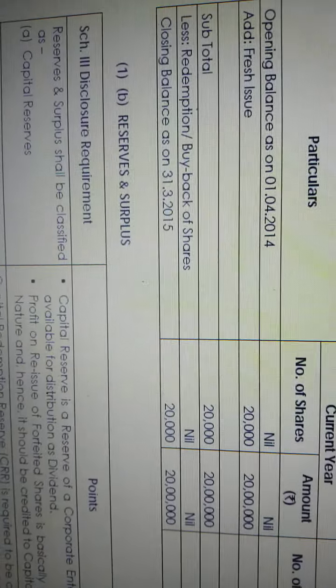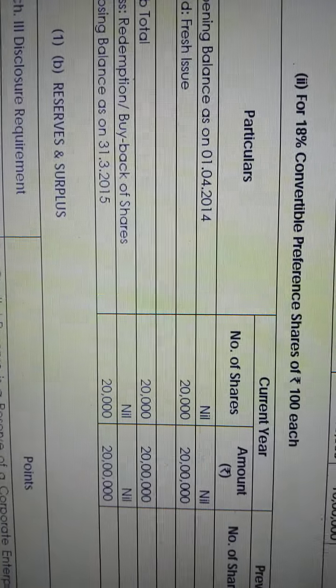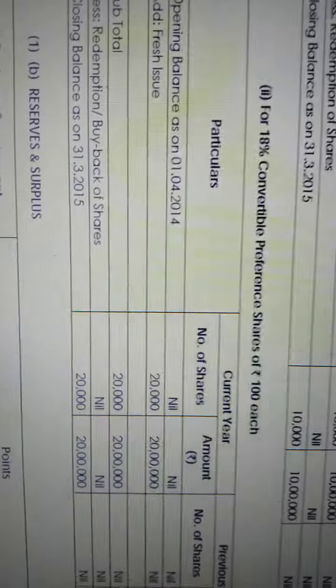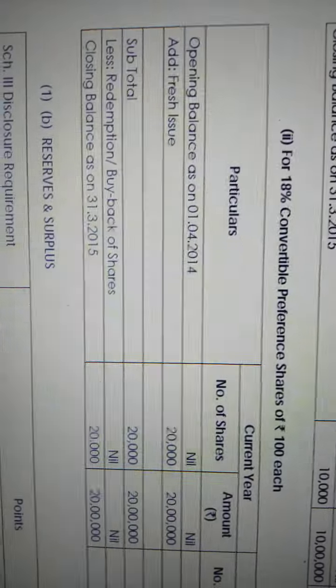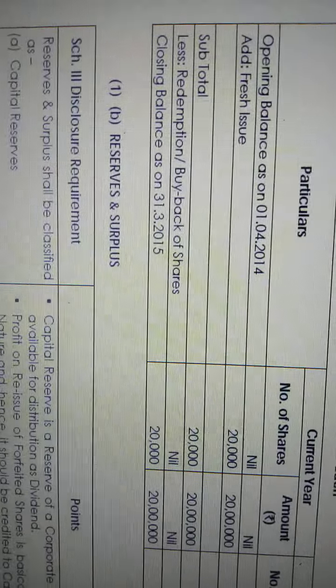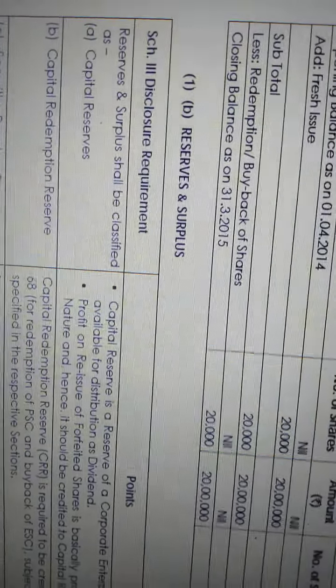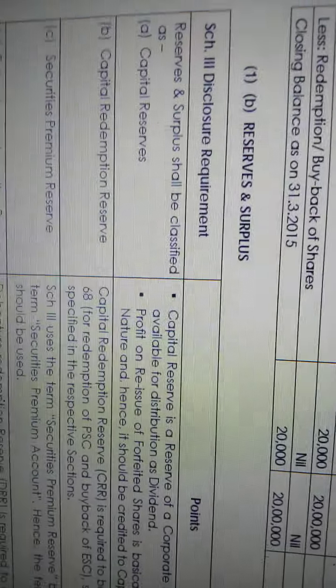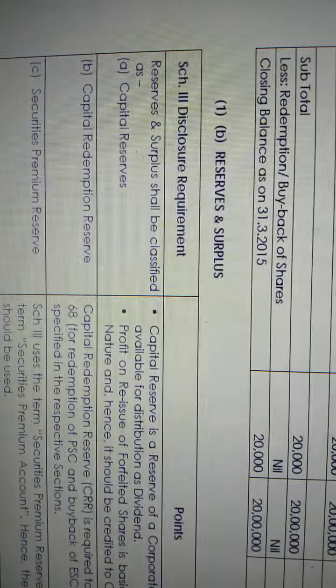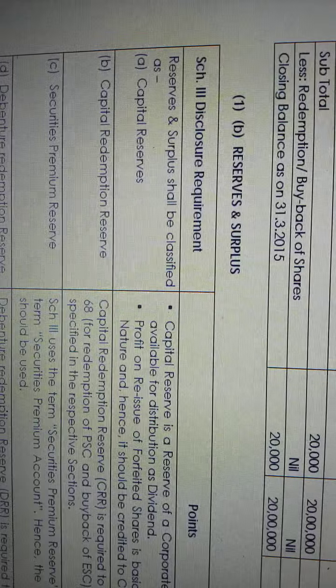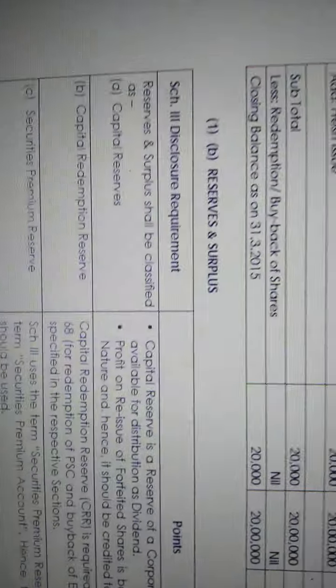Now my objective is not to solve the problem. I want to explain the line items available in the balance sheet. What is the next line item in the balance sheet? Reserves and surplus. What is reserves and surplus? Accumulated profit and all other reserves will be posted here.